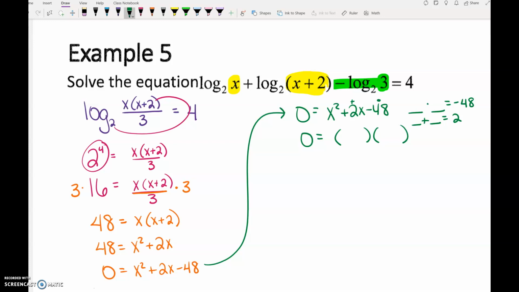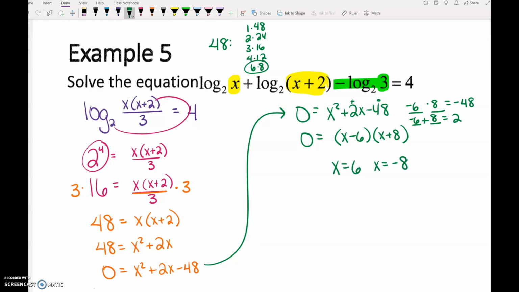Again, this one didn't pop into my head immediately, which is totally fine if it doesn't. Think about ways to get 48. We can do 1 times 48, 2 times 24. Again, if you hear any background noise, I am sorry. 3 times 16, 4 times 12, 6 times 8. Ooh, 6 times 8. So if we do negative 6 and positive 8, if you want to get positive 2, the bigger number needs to be positive, so the 8 needs to be positive. So x minus 6, x plus 8, which means that our solutions are 6 and negative 8.